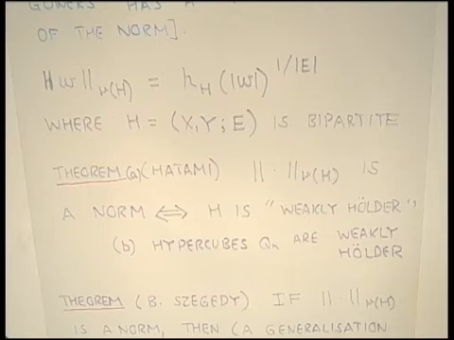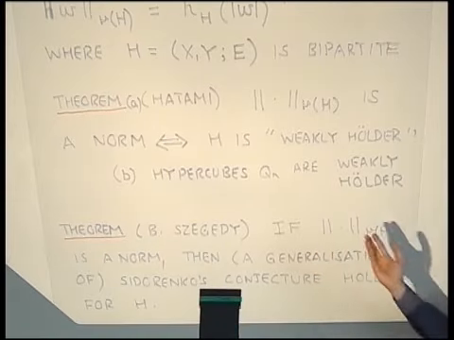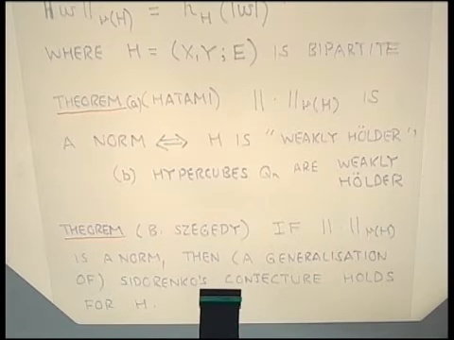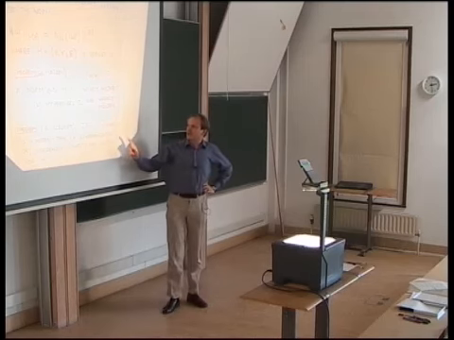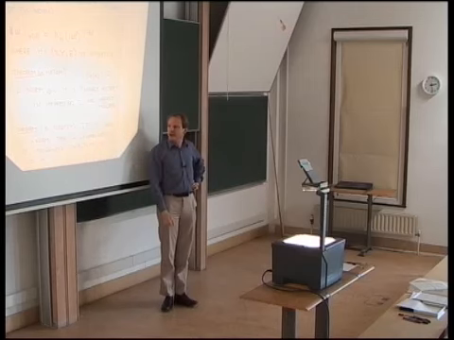Why is that true? Well, this is a theorem that was pointed out to Hatami by Balázs Szegedy. This, I think, is a spin-off from the work by Szegedy and Lovász on limit objects for graphs, the sort of sequences of dense graphs and so forth that there's been a lot of work on recently. If this thing here is a norm, then a non-trivial generalization of Sidorenko's conjecture is true for the graph H.